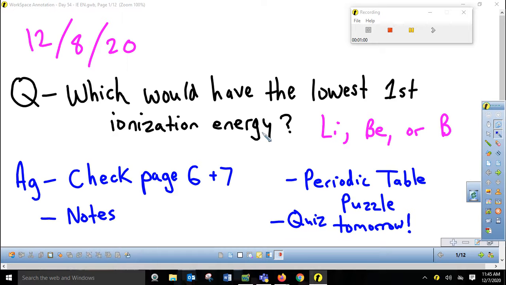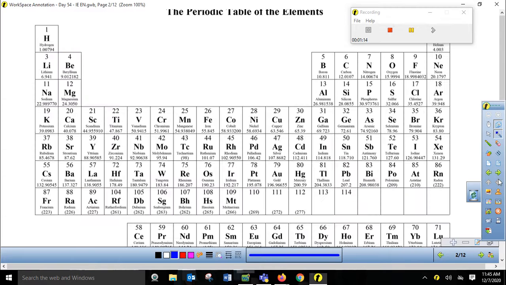And here we go. Our question of the day: which would have the lowest first ionization energy? In other words, translation, which one would take the least amount of energy to remove the first electron, one electron from it? So lithium, beryllium, or boron. We want to go over to the periodic table and figure out where these elements are located, because if we don't know where they're located on the periodic table, we can't answer the question.